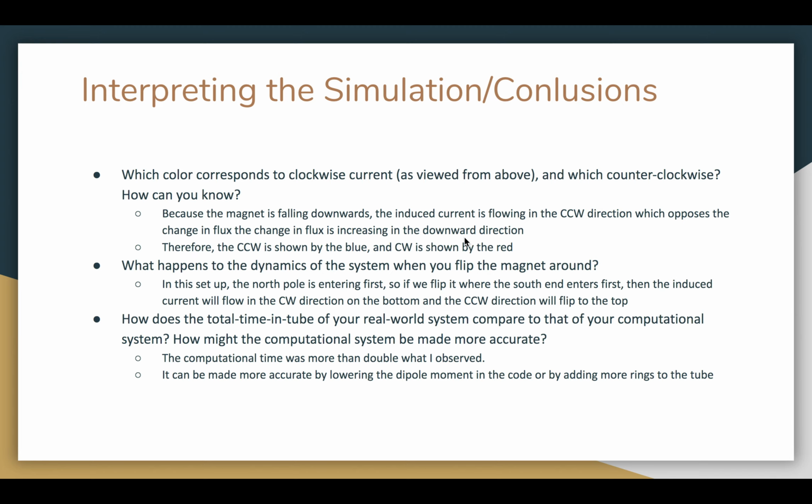So to interpret this simulation, because the magnet is falling downwards, the induced current is flowing in the counterclockwise direction, which opposes the change in flux, and the change in flux is increasing in the downward direction. Therefore, the counterclockwise direction is shown by the blue and the clockwise is shown by the red. In this setup, the North Pole is entering first, so if we flip the directions, then the induced current will flow in the clockwise direction at the bottom, and the counterclockwise will flip to the top.